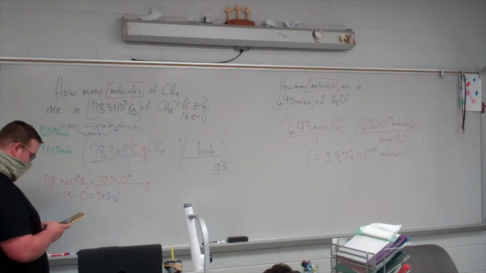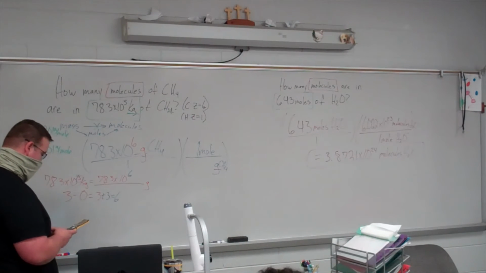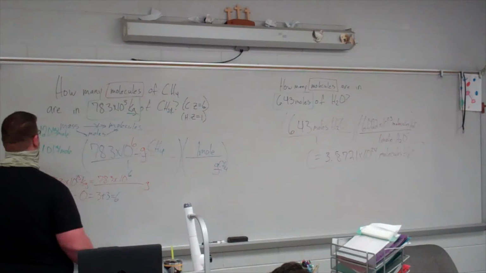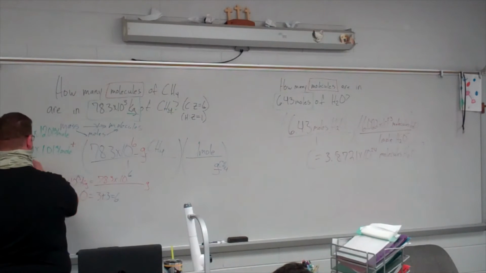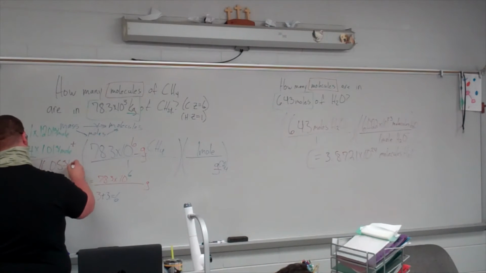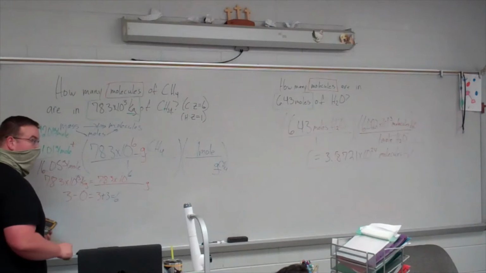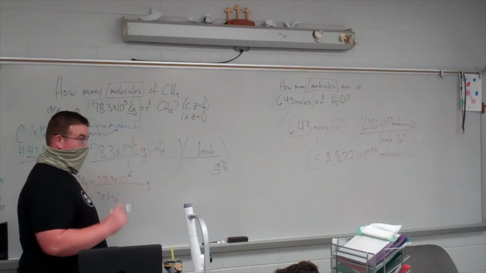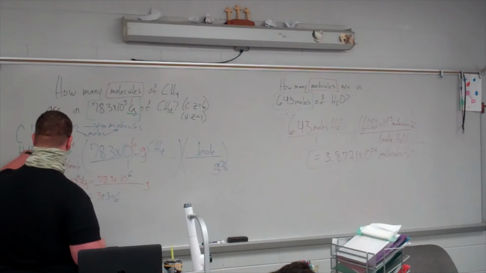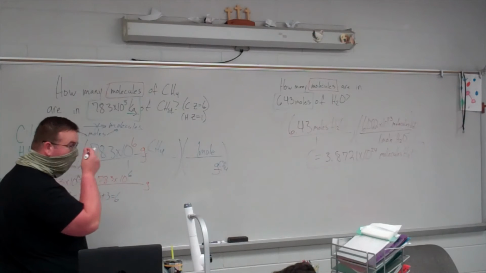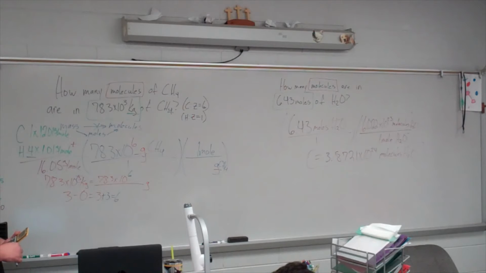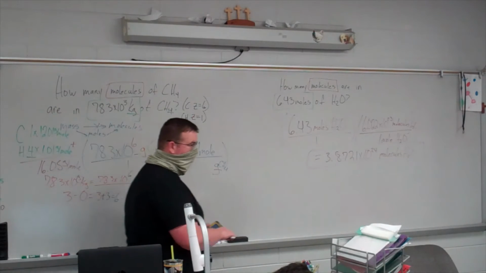12.01. We add these together to give me 16.05 grams per mole. So we multiply the 4 by the grams per mole of hydrogen, 1.01, and then we add it with the carbon. Yes, you just take as many as there are and then add them.